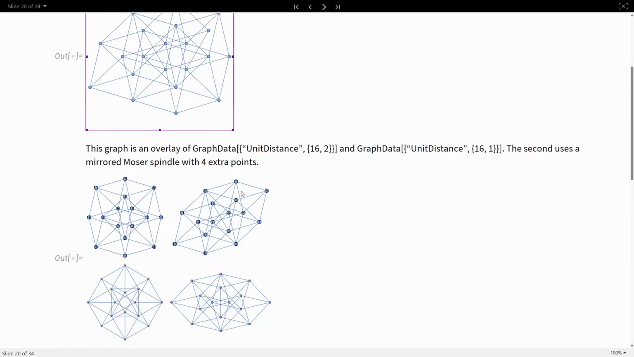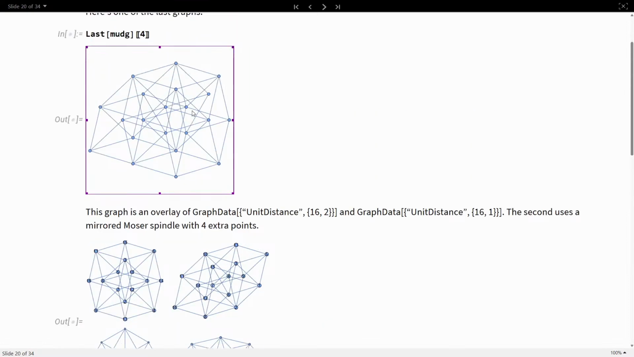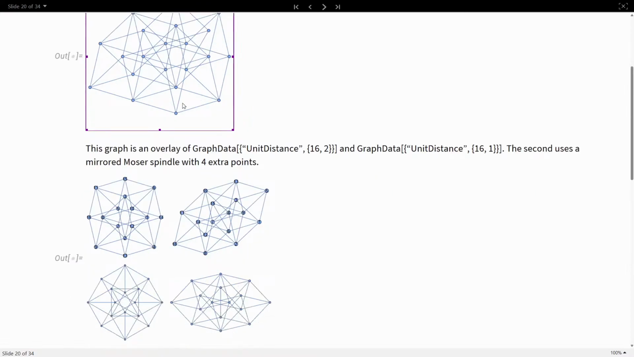This Moser spindle is a nice way of getting a dense packing. And if you take these 2 graphs and combine them, you get this shape, which was one of the end graphs in the previous version. So there's an overlap of nice unit distance graphs that comes out.